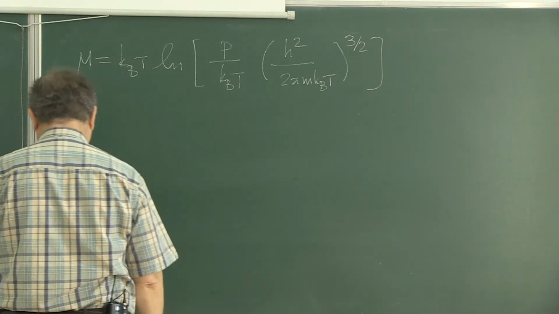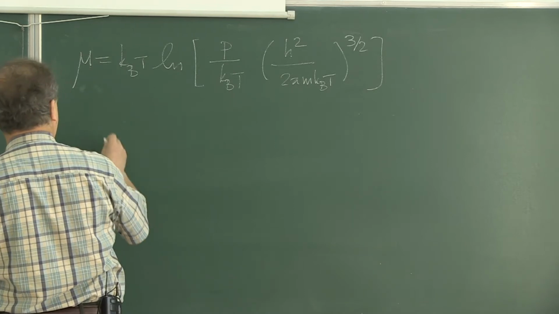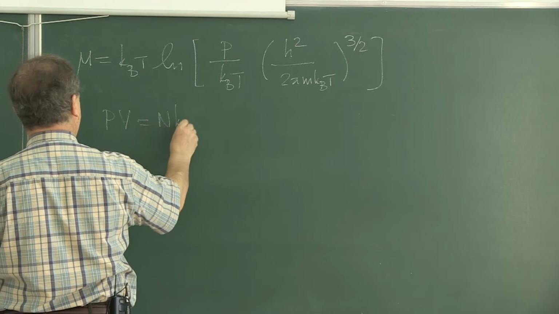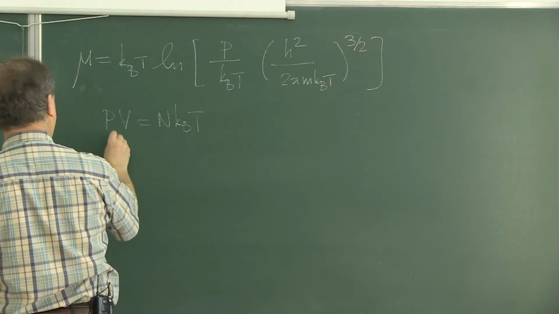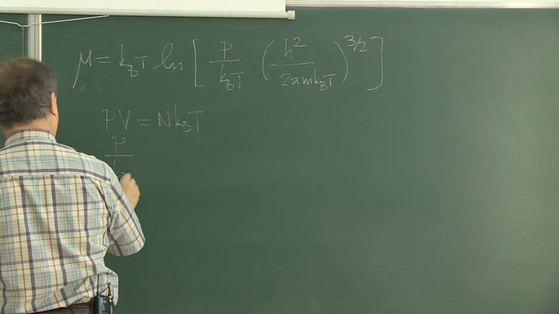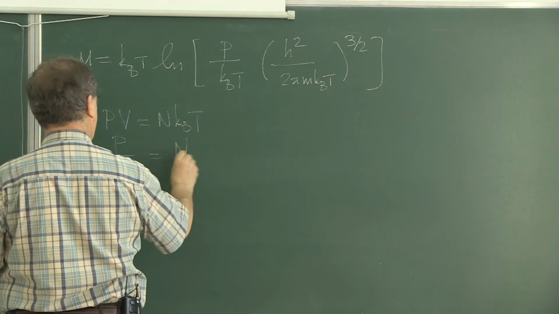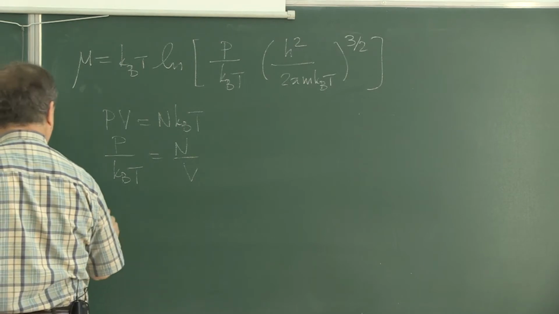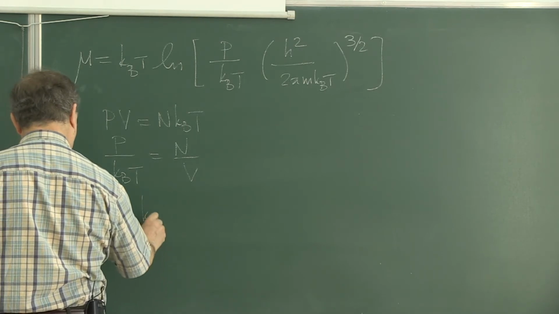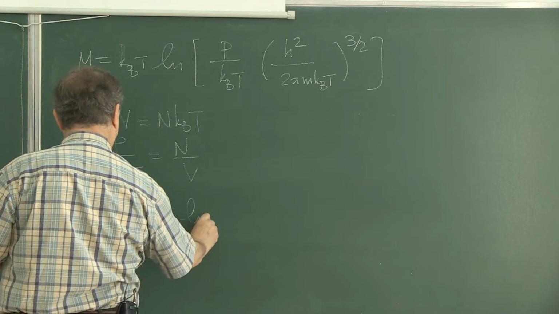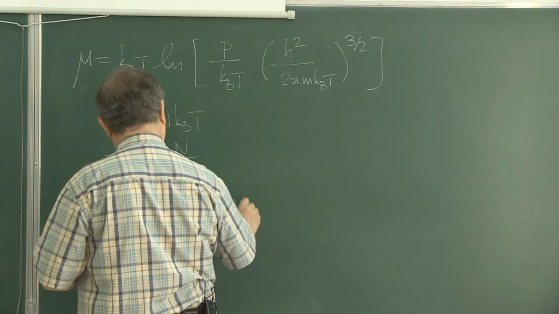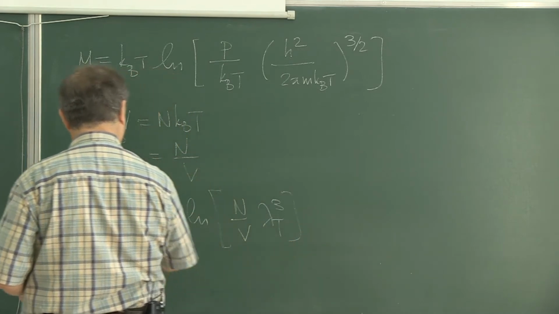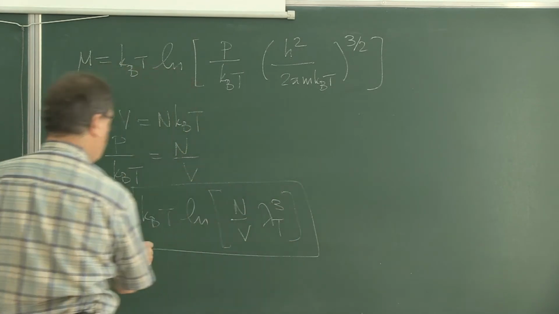So we know for the classical ideal gas PV is N k_B T. So P over k_B T is N over V. So mu comes out to be k_B T ln of N over V lambda_T cubed. Very simple calculation.